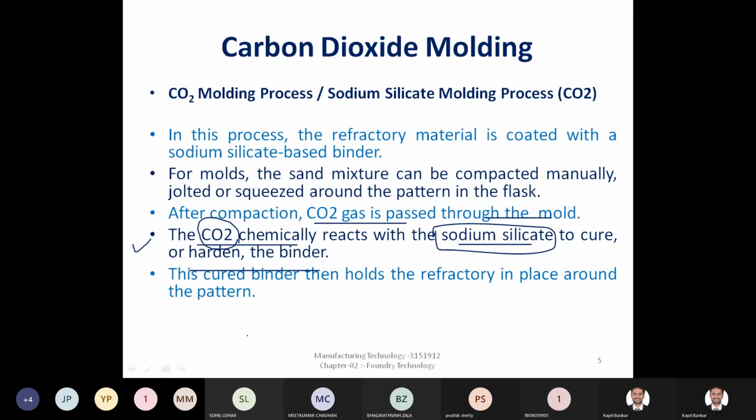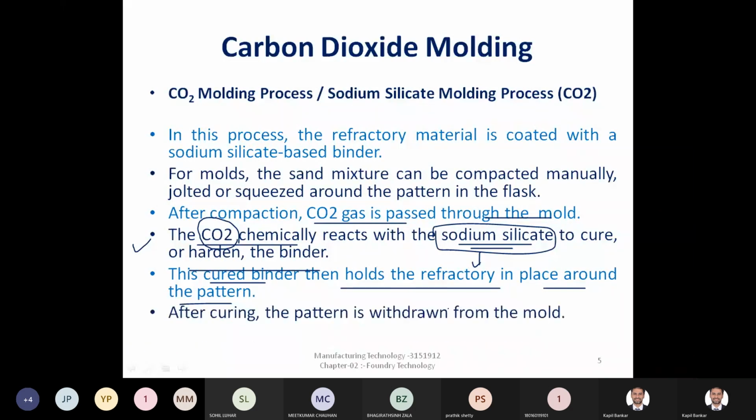This cured binder then holds the refractory in place around the pattern. Your mold is prepared, but it is not a soft mold. It is a very hard mold, because CO2 is passed in this mold, and CO2 reacts with sodium silicate and gives the hardened product. That is your mold. After curing, the pattern is withdrawn from the mold. As I told you, after applying the CO2 gas, you just withdraw your pattern from the mold. So a cavity is generated.